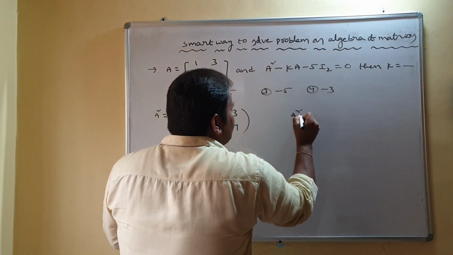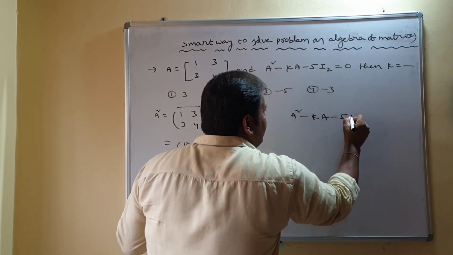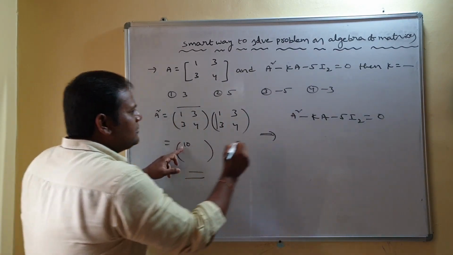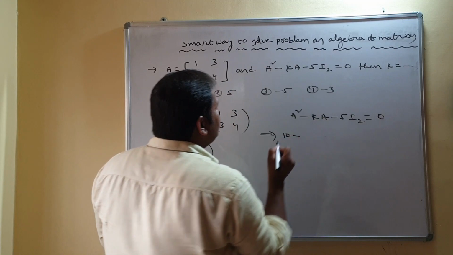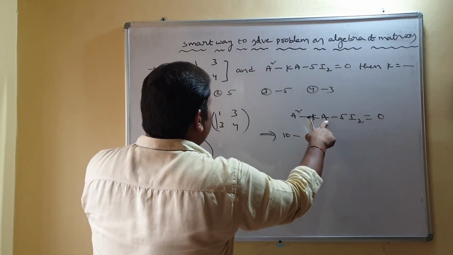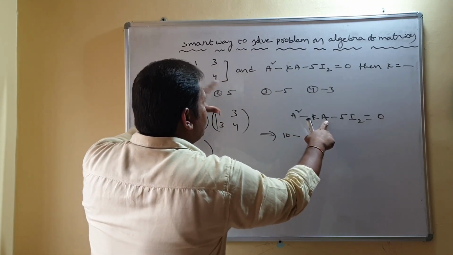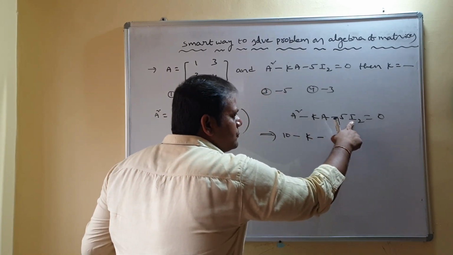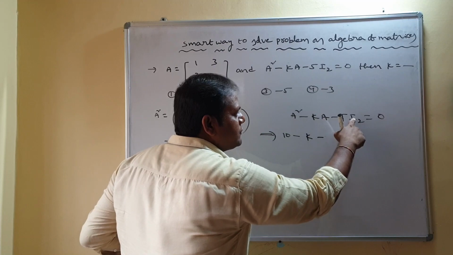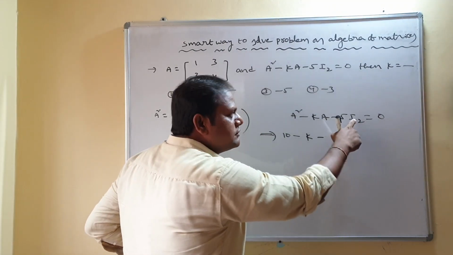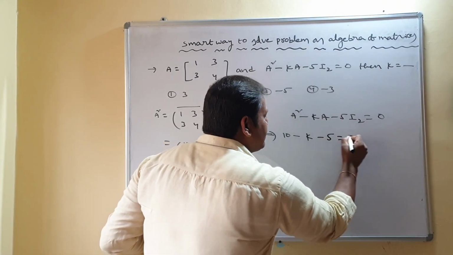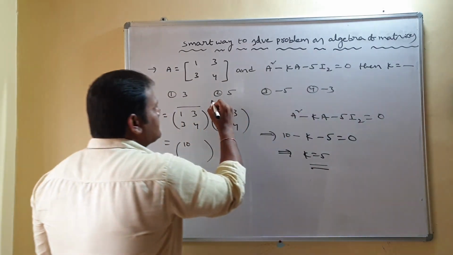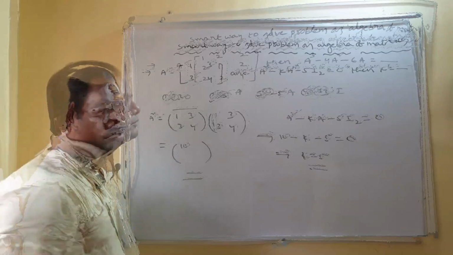So what is given? A square minus KA minus 5I2 equals 0. The first element in A square is 10, minus K into A. In A the first element is 1, so K into 1 is K. Minus 5 into I2. In the 2 by 2 identity matrix, what is the first element? That is 1. So it is minus 5 equals 0. So we got K value is 5. So the answer is the second option.